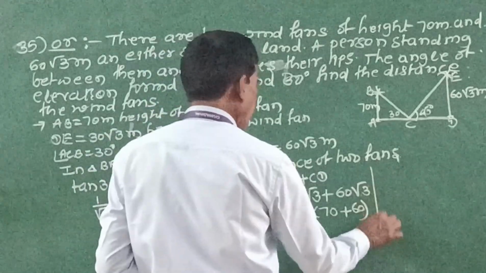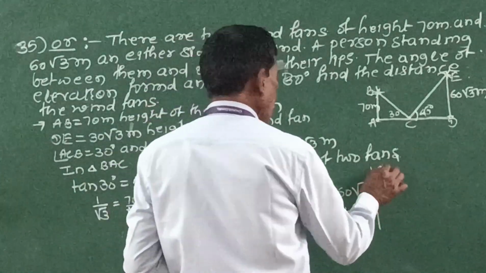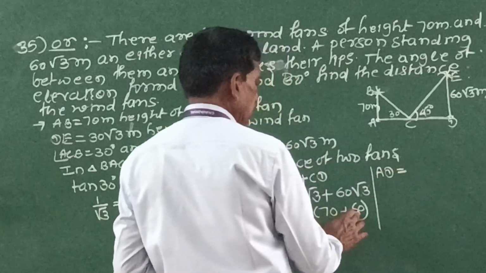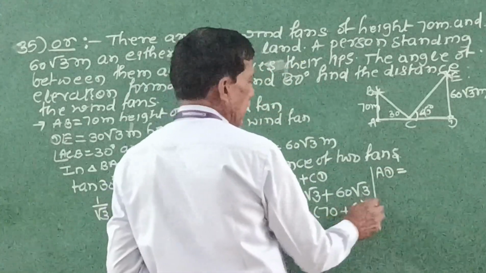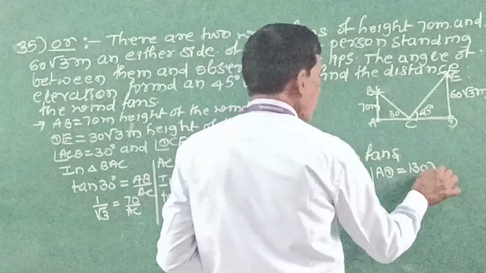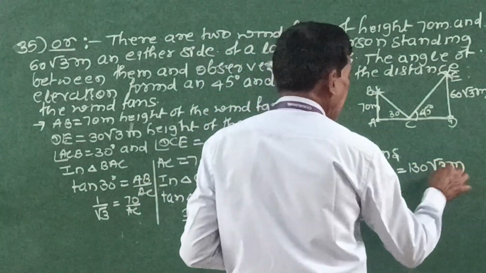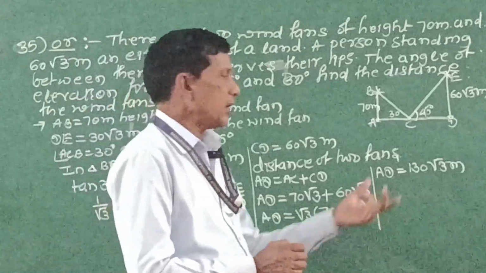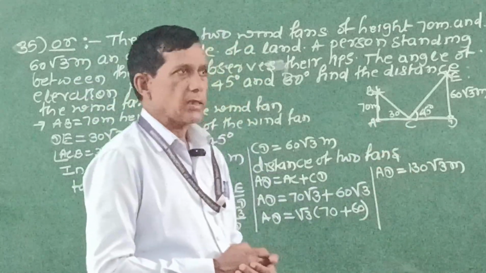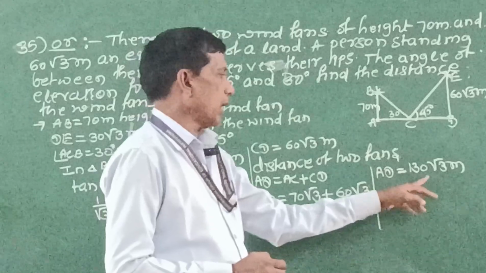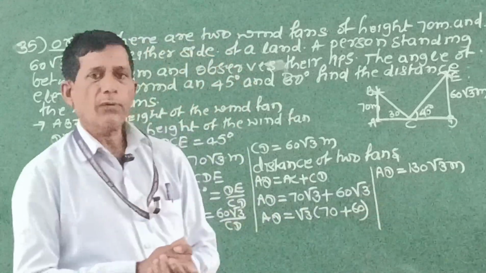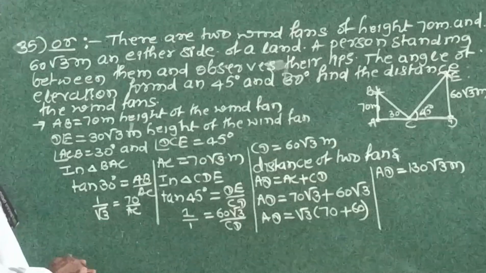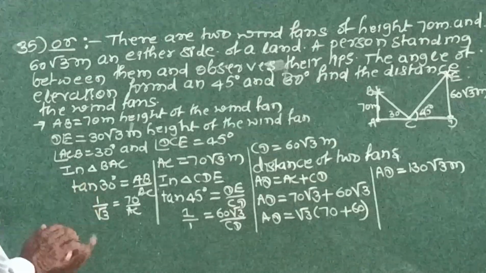The final answer: AD equals 70 plus 60, which is 130 root 3 meters. It means the distance between the two fans, AD, equals 130 root 3 meters. That is the solution of question number 35 of this section.